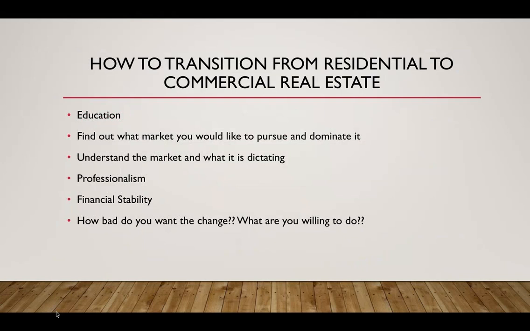How to transition from residential to commercial. Obviously, everybody needs to educate themselves. You guys are not in school where you have to be there from one time to another. It's a matter of what you're willing to do to move forward in the market that you want. And this is really important: what is it that you like? And if you don't know what you like, the market will tell you, okay?